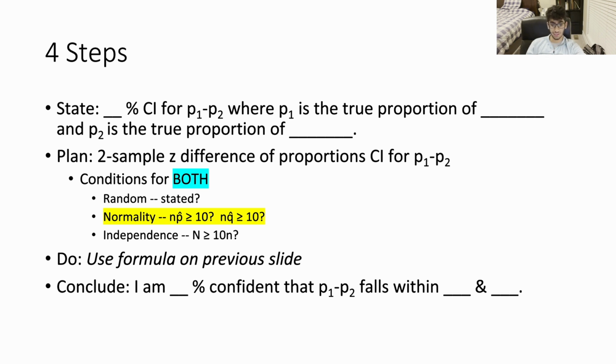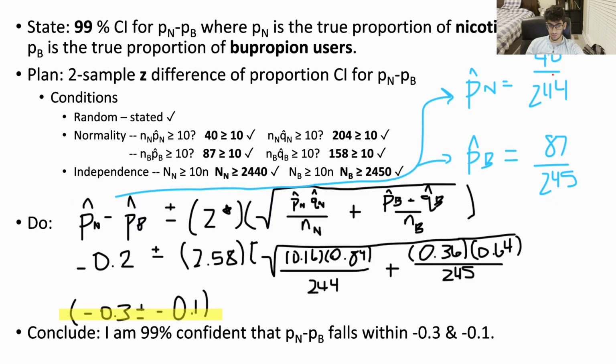And remember, for proportions, np has to be greater than 10 and nq has to be greater than 10, not n greater than 30. So make sure that's right. Do this formula, then conclude. Here's another example. This time we're doing a 99% CI, and I defined both of the populations, the samples. Then I checked the conditions, and all of them were good. Then I plugged everything into the calculator, and I got this highlighted interval.